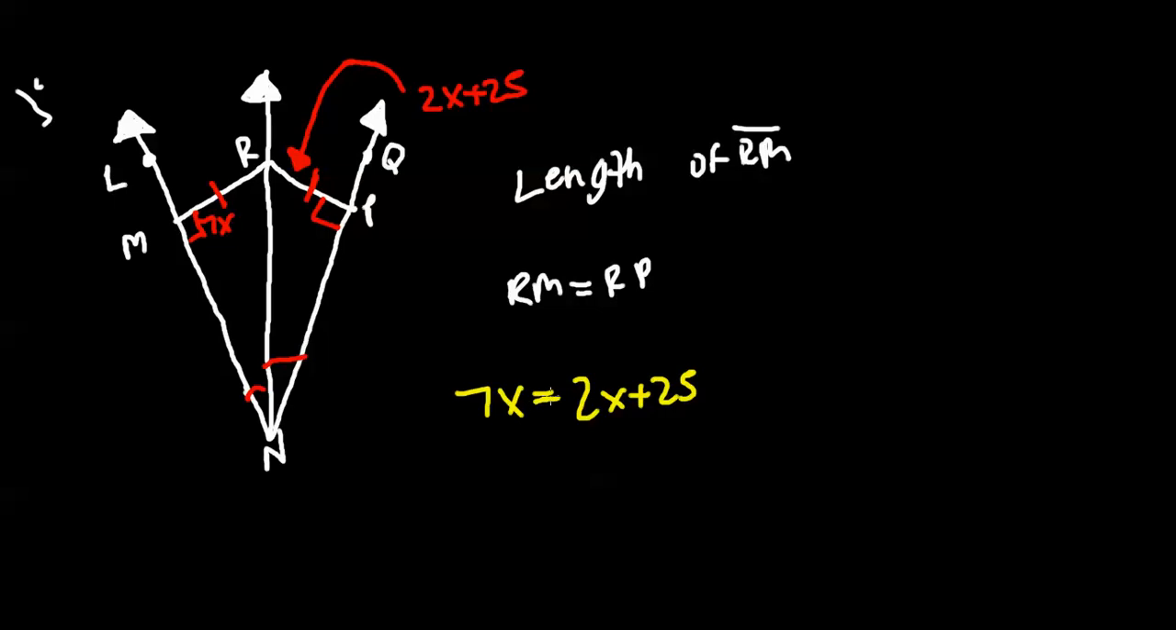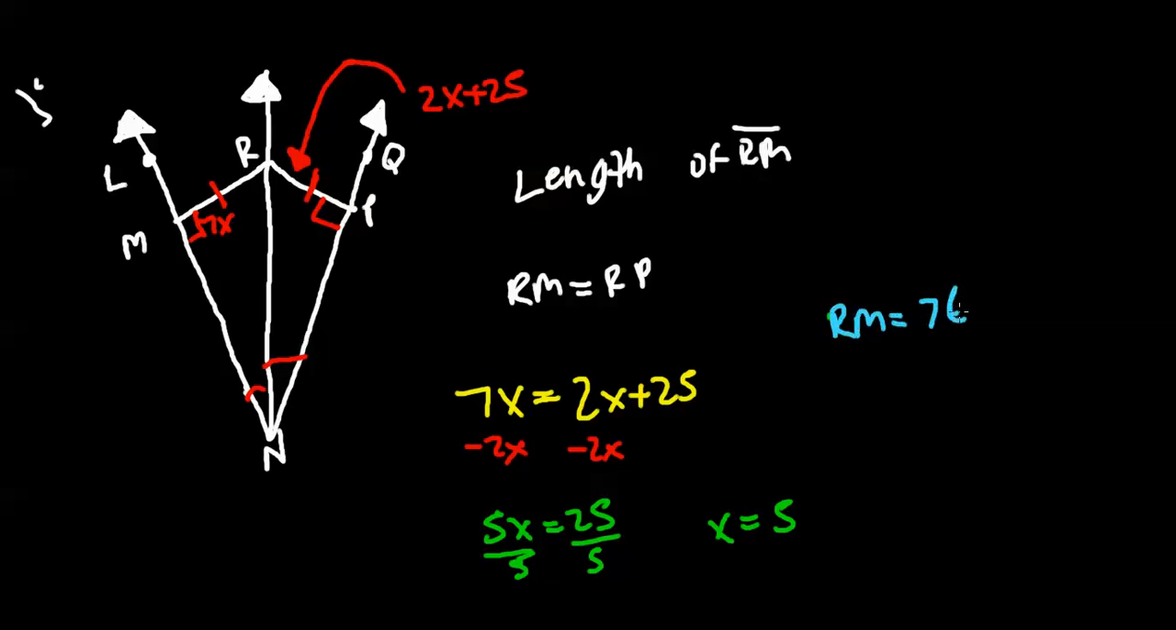We want to go ahead and solve for x now, so start off by subtracting 2x from both sides. This leaves us with 5x equals 25. Then you want to isolate the x, so you want to divide both sides by 5. This leaves us with x equals 5. So now you want to go ahead and plug in the value of x back into the RM equation. So RM equals 7x. So 7 times 5 is going to equal 35, and that's going to be the length of RM.